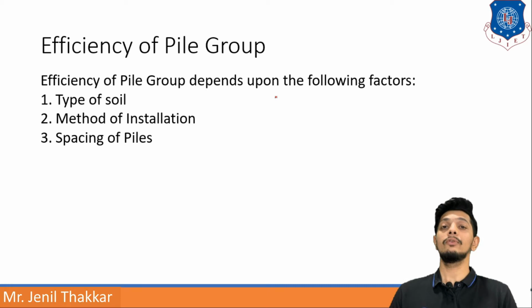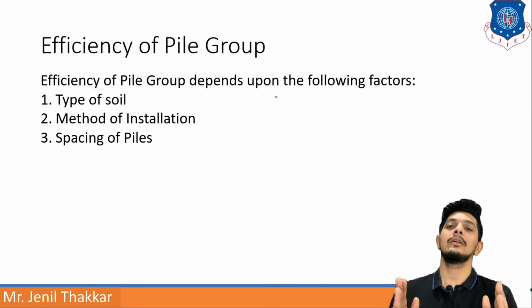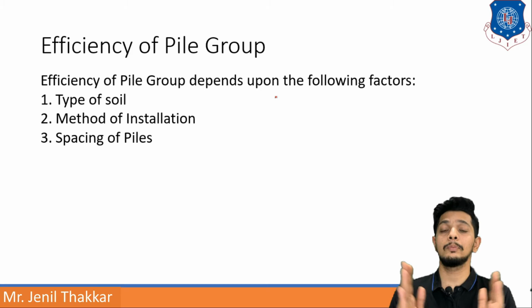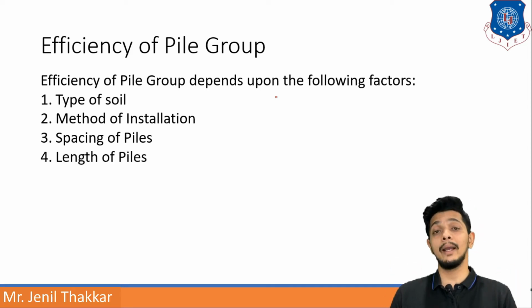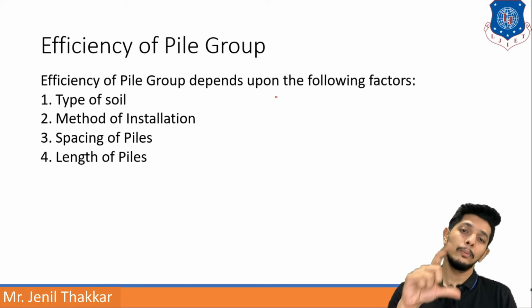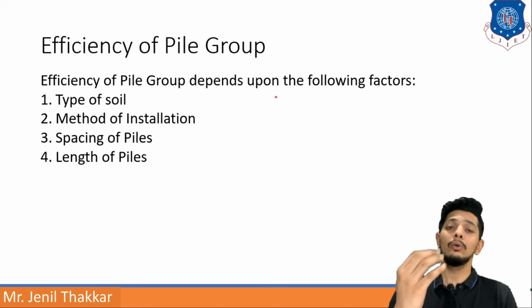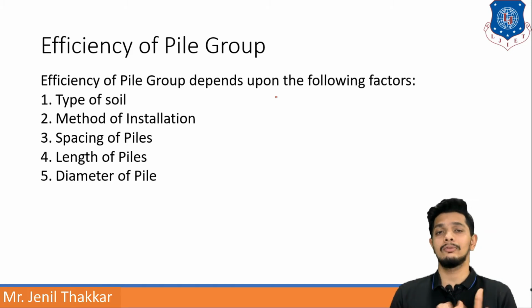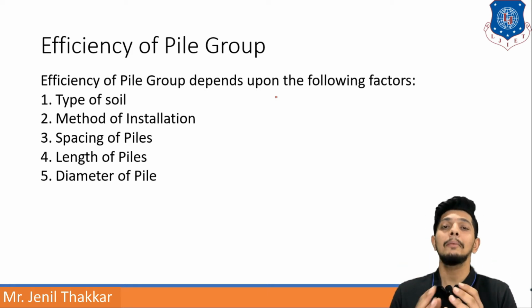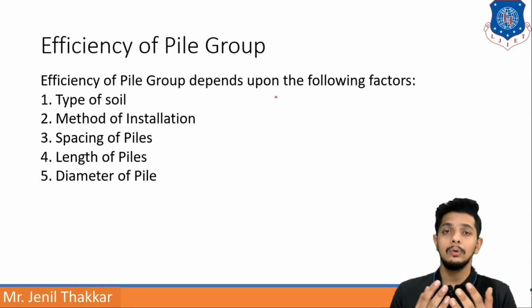Spacing of piles. If you are keeping spacing more, then efficiency will be less. But if you are keeping your spacing minimal, there will be more efficiency. Length of piles. If you are keeping the length of pile more, there are chances of the load transfer mechanism getting stronger. Diameter of pile. If you are keeping your diameter of the pile greater and spacing lesser, there will be more efficiency. But if you are keeping your diameter more and spacing also more, there will be a lesser capacity.